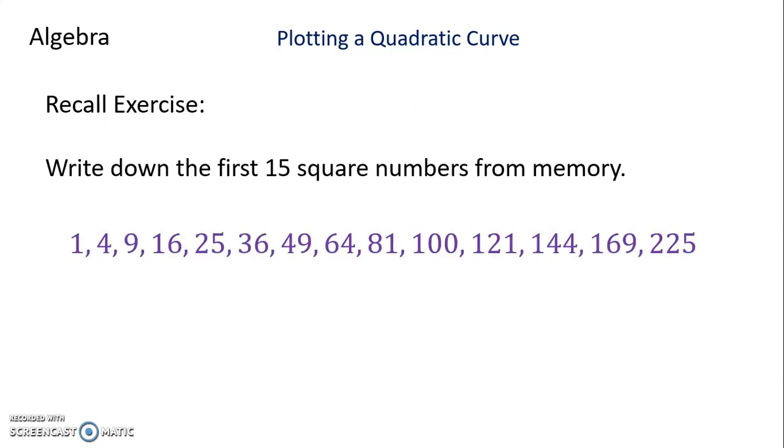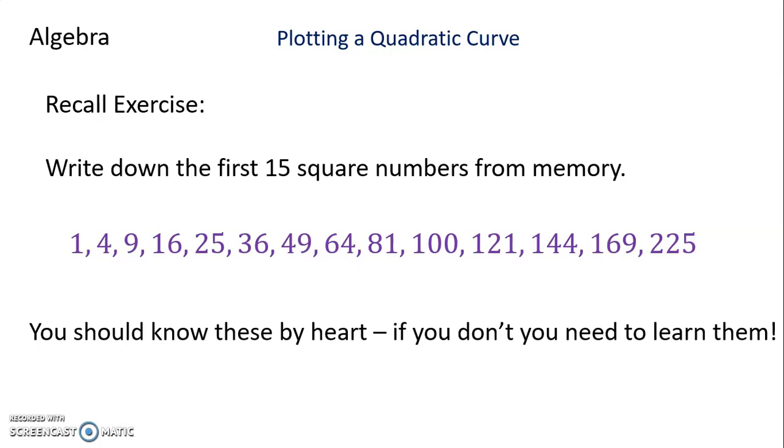So you should have got these. If you don't know them, then you can work them out. For example, the first square number is 1 times 1 equals 1, and the second one is 2 times 2 equals 4, and so on. But it's really helpful if you know these off by heart. So if you don't know them, you need to learn them up to 15 squared.